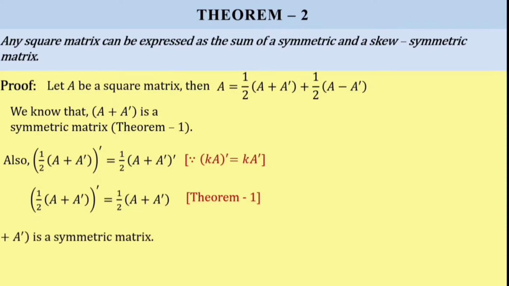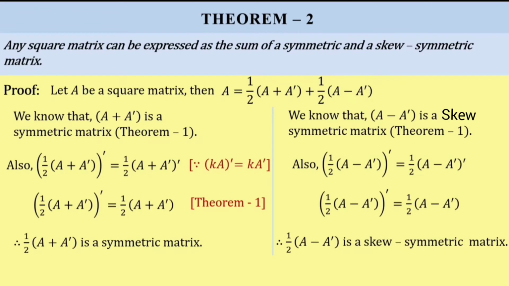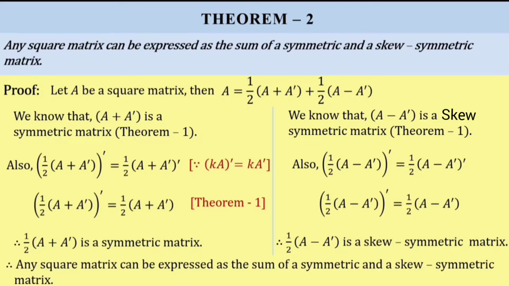In a similar pattern, you can also prove the second part of the statement, that is half into A minus A dash, is a skew symmetric matrix. And hence, we can conclude any square matrix can be expressed as the sum of a symmetric and a skew symmetric matrix.